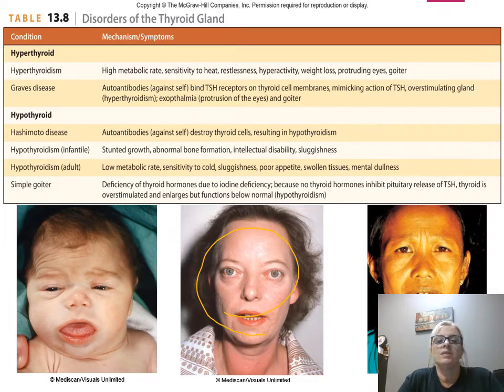Hypothyroid is when your thyroid is working at too low of a rate. If you are a child or an infant, it can stunt your growth and cause abnormal bone formation, because remember, this is tied to calcitonin. It can cause intellectual disabilities and sluggishness. Once you're a little older, you're going to gain weight because your metabolic rate is slow, you're cold all the time, sluggish, you have a poor appetite, and you have a fog in your mind and in your brain. You can get a goiter with these, and that's due to a deficiency of thyroid hormones due to iodine.